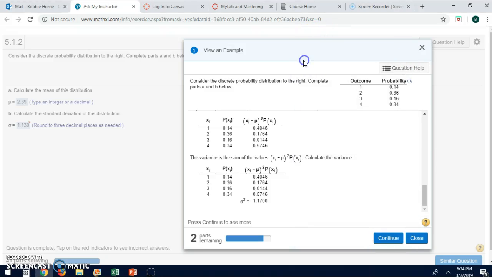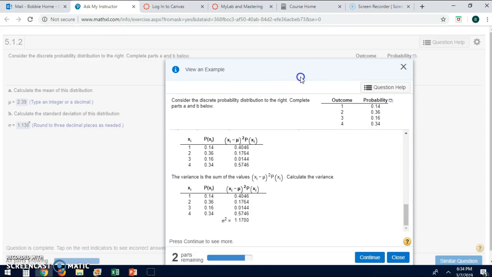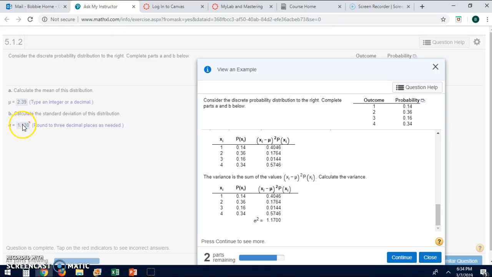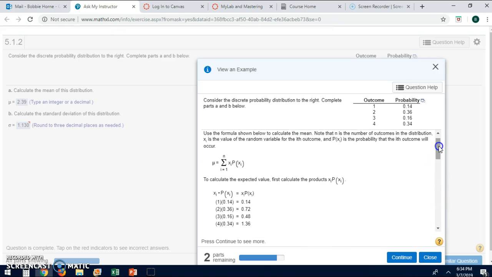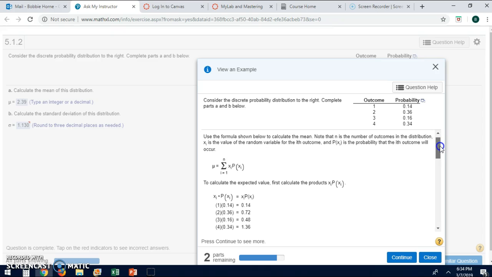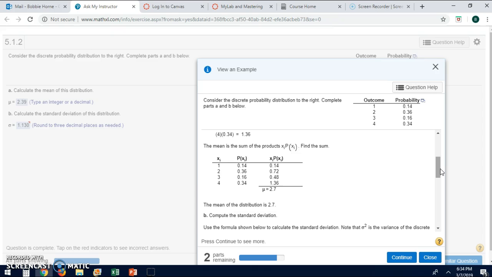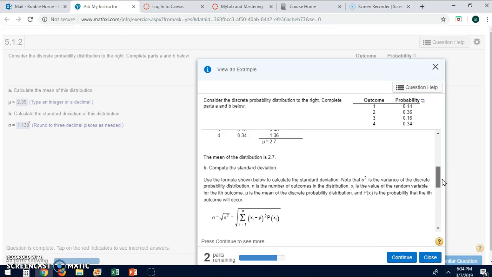Okay, for this particular problem, 5.1.2, it's really easy to miss these types of problems because of rounding, not because a calculation was done wrong. So what I try to do as I'm working these problems is I try to look to see if maybe there was rounding that occurred in the example.